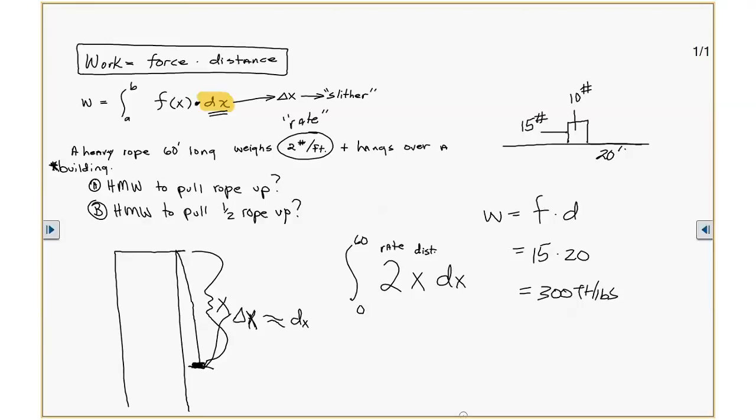And there is your work formula for the A part. So work it out.